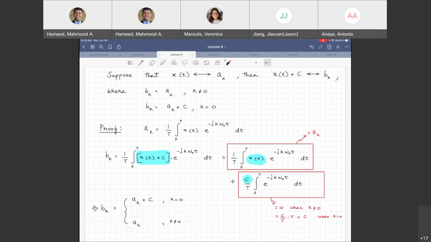Questions about this? How do you prove it? What is the property? Does it make sense or not? I think does it make sense or not is the most important question, right? Taking the signal, moving it up and down, the only thing that I'm changing is not the frequencies that make it up, but just the DC offset.